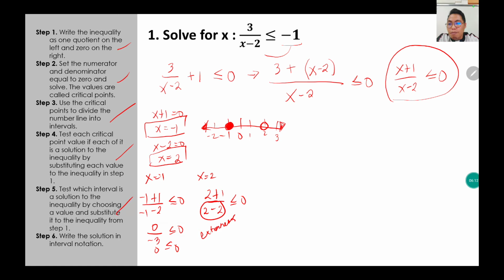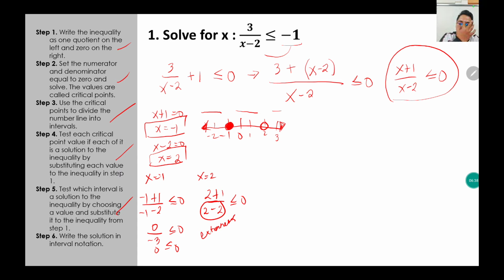Step 5 na tayo. Test which interval is a solution to the inequality by choosing a value and substitute it into the inequality from step 1. So, dun sa points kasi natin, we created 3 intervals. 1, 2, 3. So, that is from 2 up. And then, negative 1 to 2, that's our second interval. And then, the third interval is negative 1 down to negative infinity.